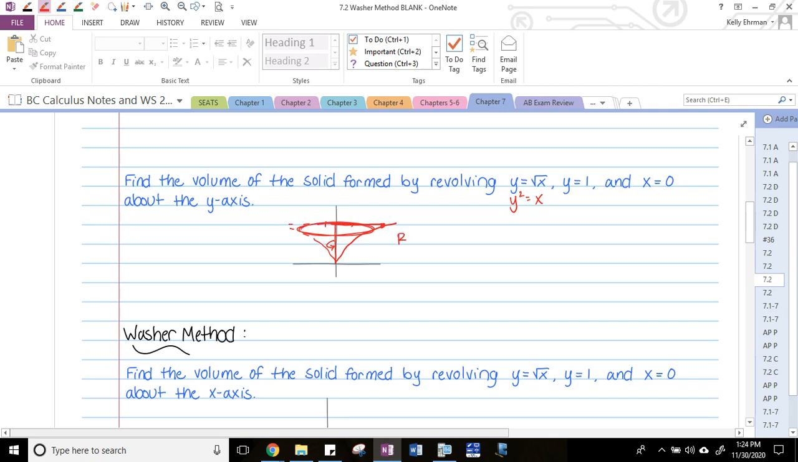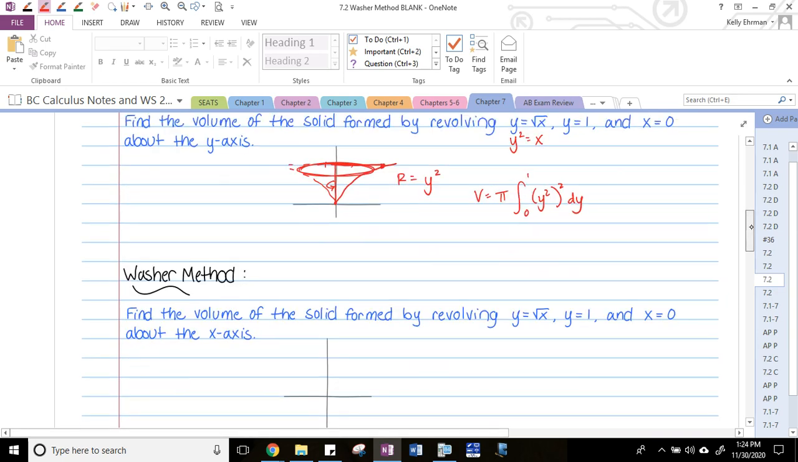Now your r is the distance between the curve in terms of y, so that you're going horizontally, so y squared. Technically it's minus 0. And then the volume would be pi times the integral, in terms of y, going from 0 to 1 of y squared squared dy. And again, we can go ahead and integrate that, but it's not the actual integration that I'm worried about.